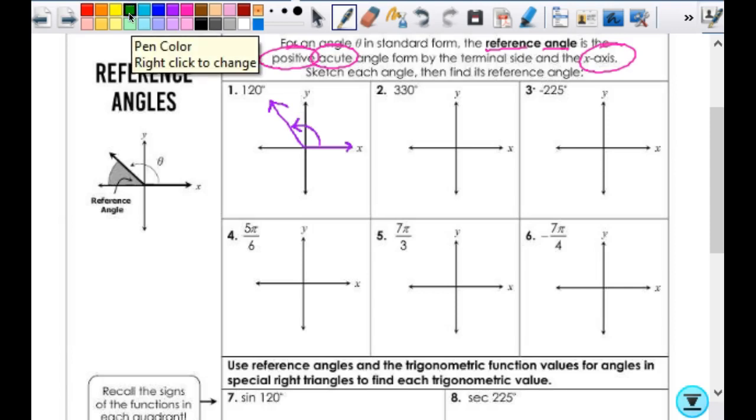I need the reference angle. It is made by both the terminal side and the x-axis. So this is my reference angle right here. What is the measure of the reference angle? 60 degrees. That's it. Okay, everybody okay with that?